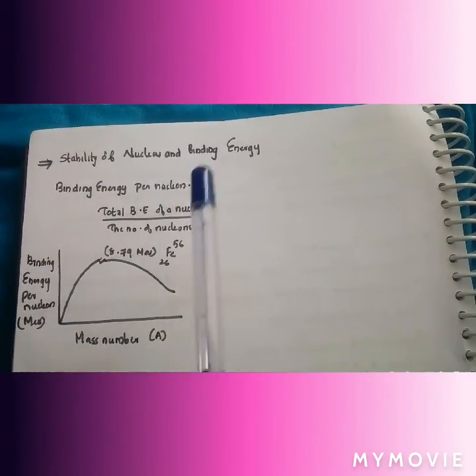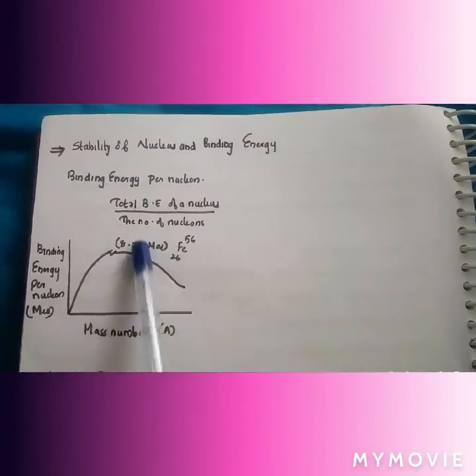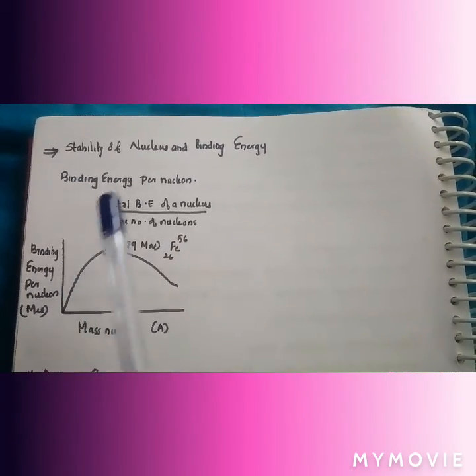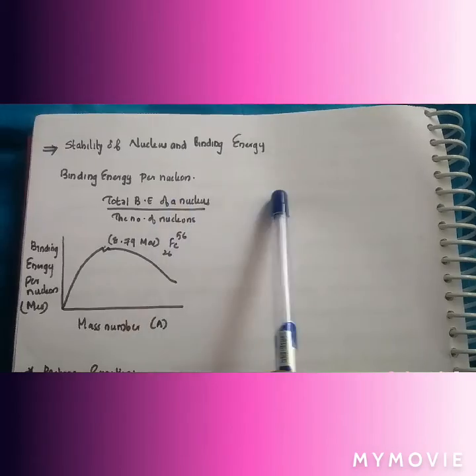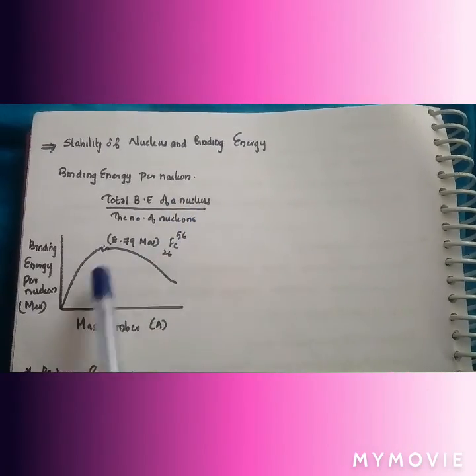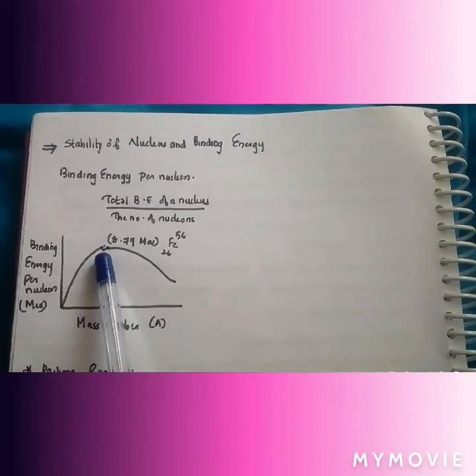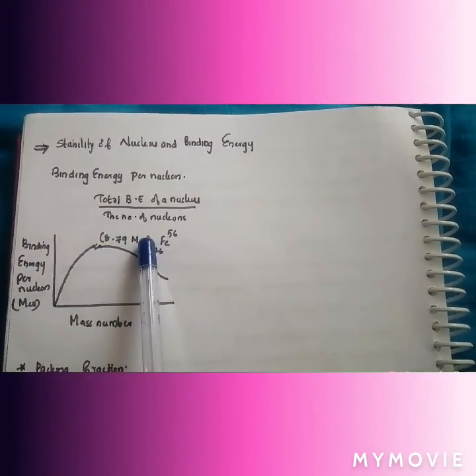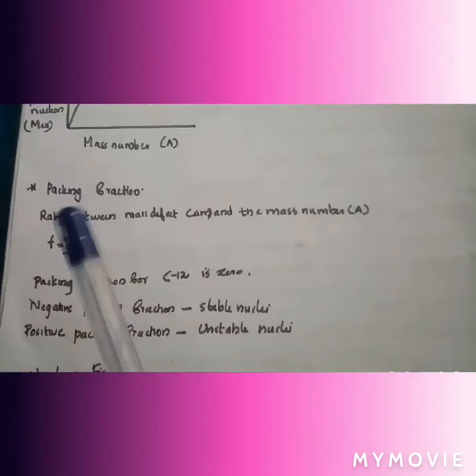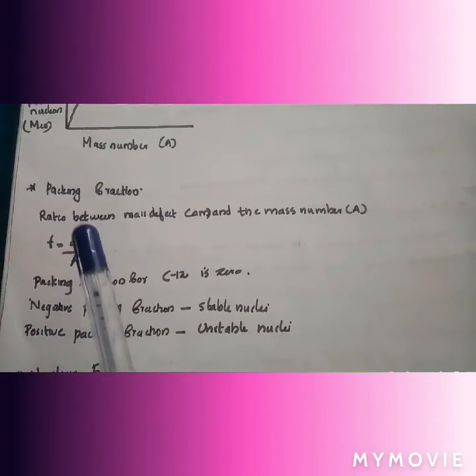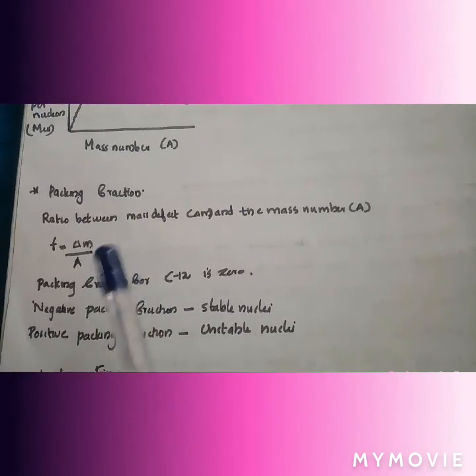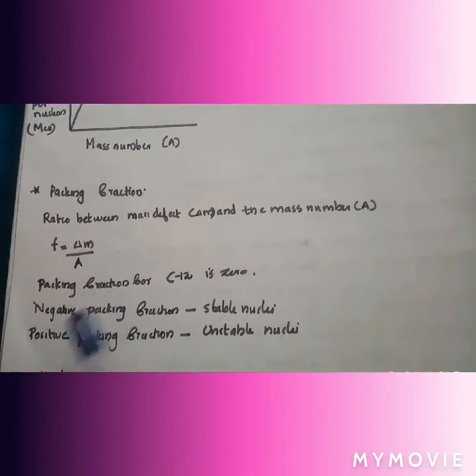The binding energy per nucleon versus mass number, there is a graph. Binding energy per nucleon means the total binding energy of a nucleus divided by the number of nucleons. In this graph you get the peak for iron 56, and the value is 8.79 MeV. Packing fraction is the ratio between mass defect and the mass number: F is equal to delta M by A.